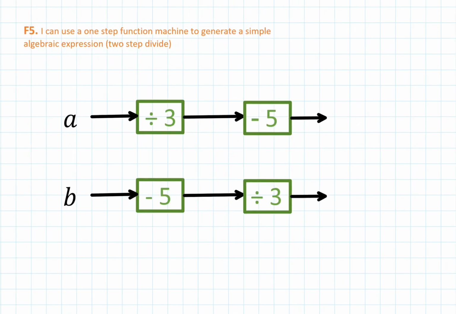So now it's your turn. Pause the video here and have a go at these two questions by yourself. Try to work out what is the output of these two function machines. In the first function machine, the intermediate result will be a over 3, and then we subtract 5, therefore the output will be a over 3, take away 5. Second one, the intermediate result is b take away 5, and the final answer is b take away 5 over 3.